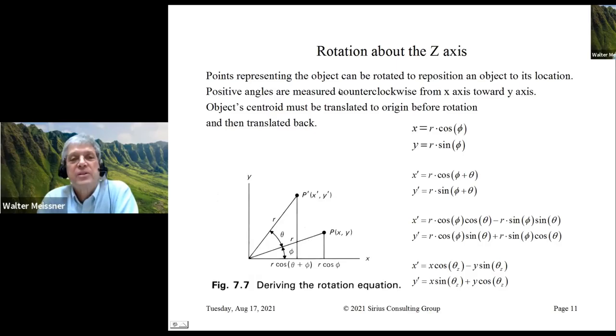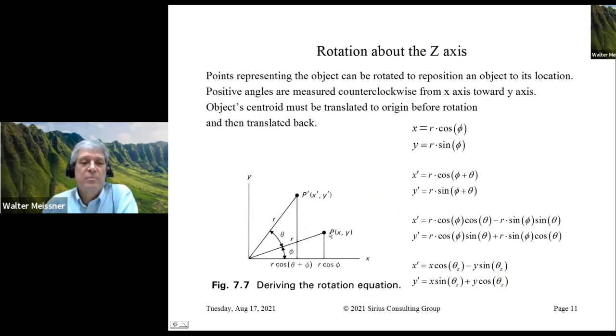the third thing is rotation of an object. And here's the rotation about the z-axis. The point representing the object can be rotated to reposition an object to its location. Positive angles are measured counterclockwise from the x-axis toward the y-axis. The object's centroid must be translated to the origin before rotation, and then translated back, if you wanted to rotate it about the centroid of the object.